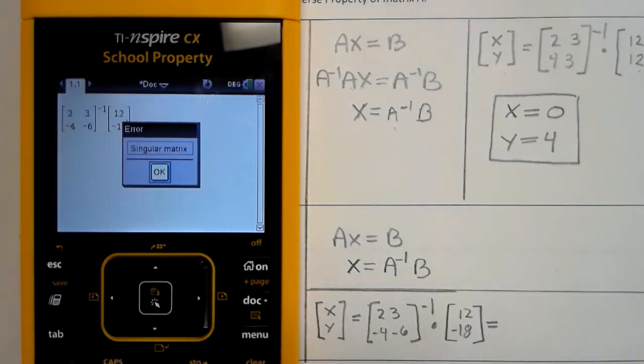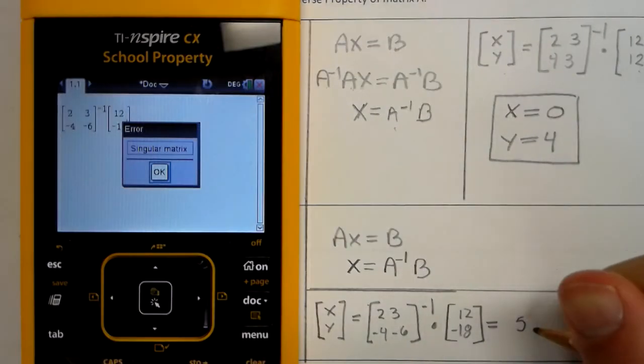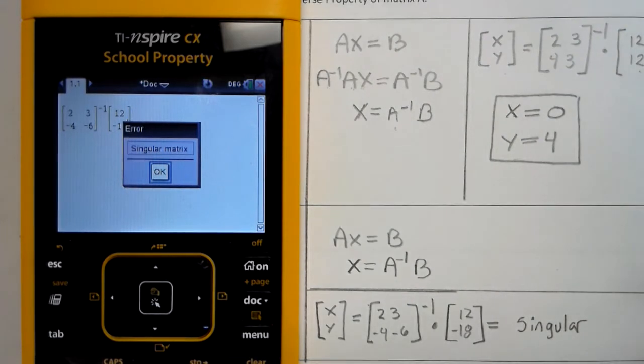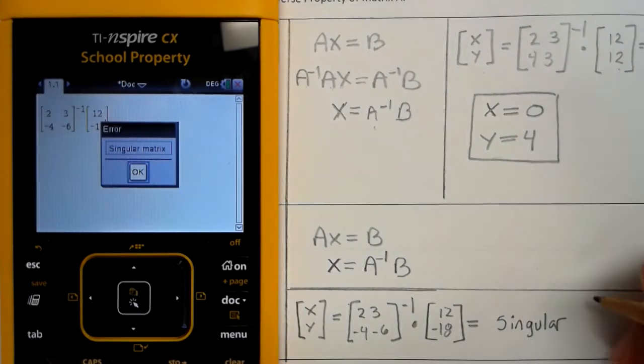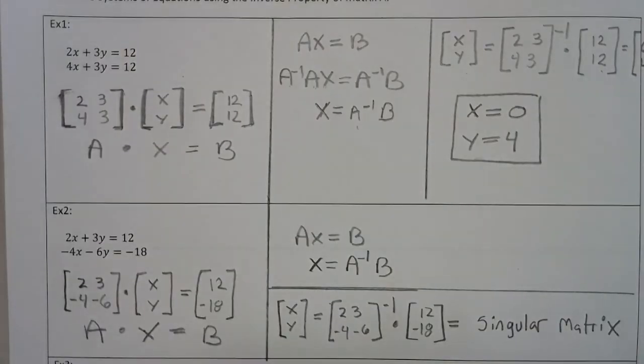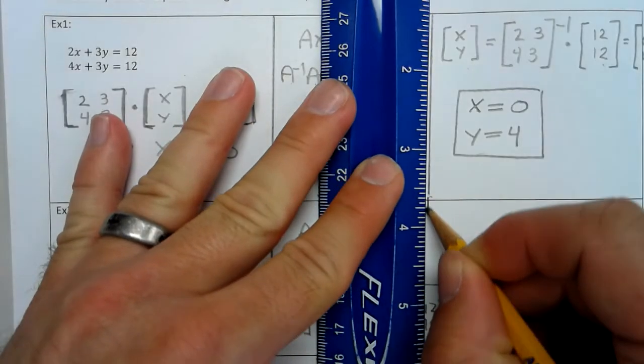-18. Now at that point, if you get the message singular matrix, the solution is either going to be infinite solutions or no solutions. But the calculator's not going to tell you, so you're going to have to go back and solve it algebraically. Okay? So to do that, we're either going to use substitution or elimination.